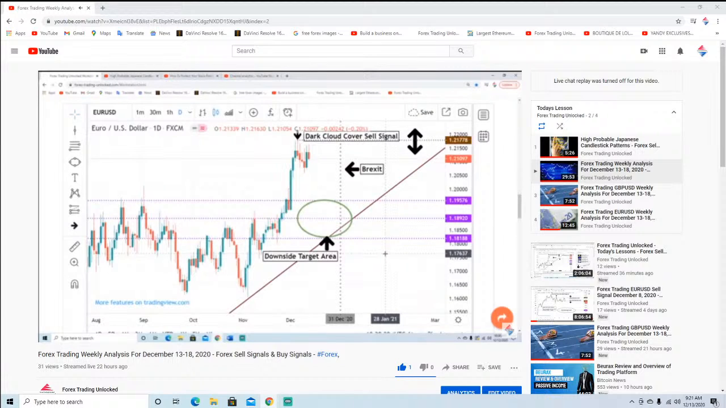And you can also find access to other highly probable Japanese candlestick patterns. Euro-US dollar. So one of the reasons you want to read this book is so you can learn how to trade these signals. Now, if you look at the U.S.